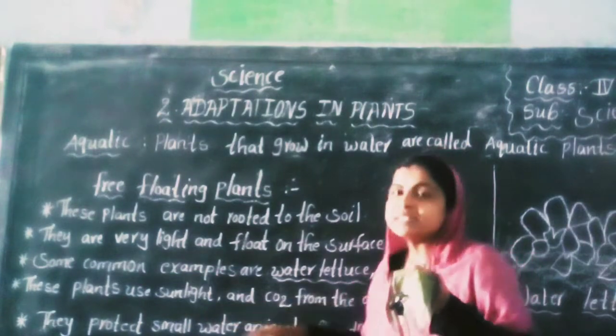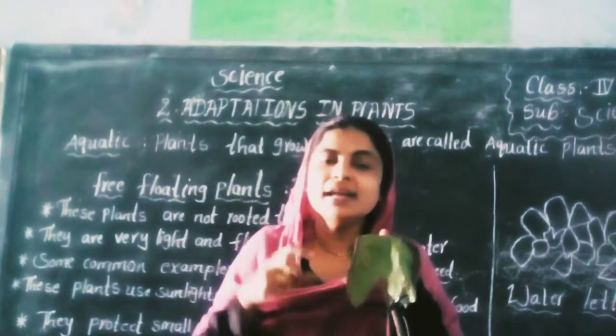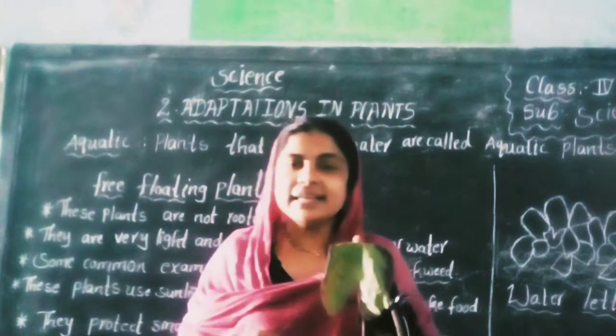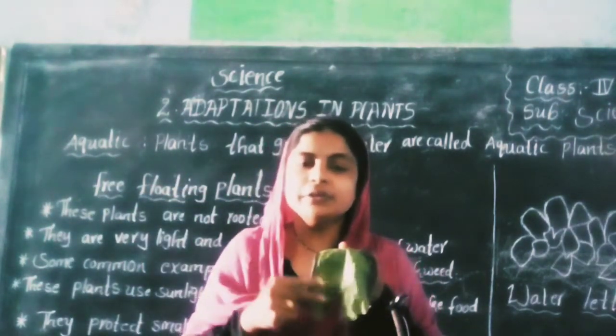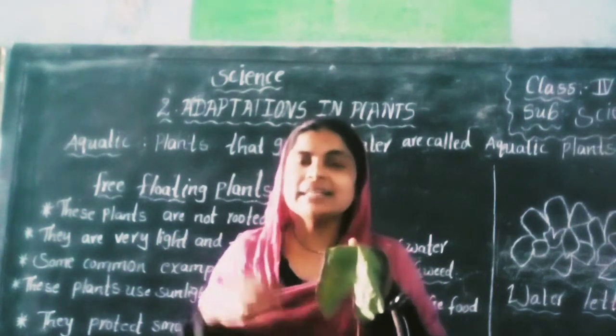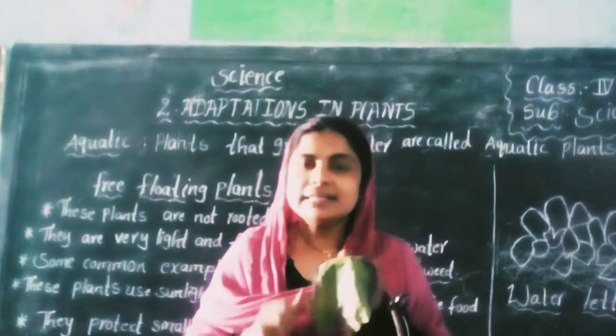These plants use sunlight and carbon dioxide from the air to make food. They protect small water animals from the hot sun.